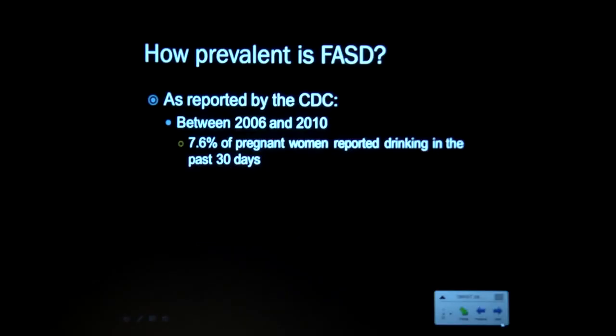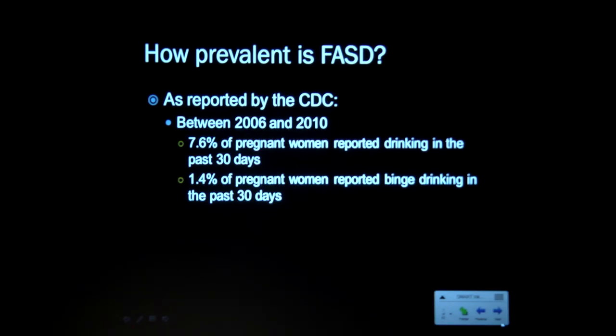So by now, many of you are probably wondering, well, how prevalent is a fetal alcohol spectrum disorder within the United States, especially since I've referred to it as a major public health issue? To start to answer that, I'd like to tell you about a survey that the CDC conducted between the years of 2006 and 2010. During this survey, what they were doing was asking women who were pregnant whether or not they had drank within the past 30 days. And what they found was that 7.6% of women that were pregnant reported that they had drank within the past 30 days. And 1.4% of pregnant women reported binge drinking during their pregnancy. Now, binge drinking in this survey was defined as four or more drinks on one occasion.